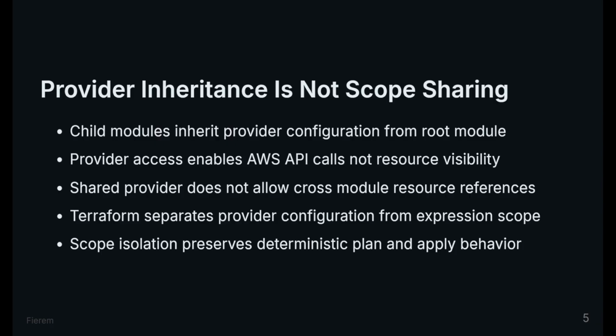A child module can create AWS resources with the inherited provider and still remain isolated from root resource symbols. Terraform keeps provider configuration flows separate from expression scope resolution. That separation keeps planning predictable when many modules share the same AWS account and region.